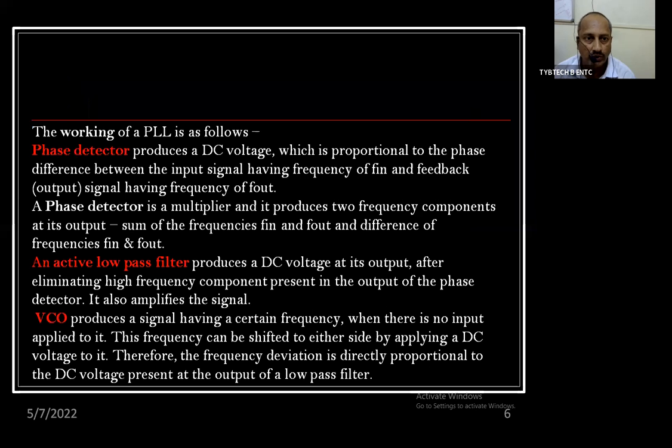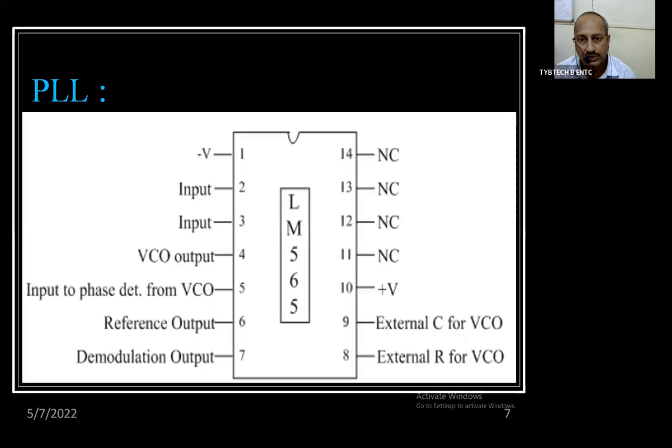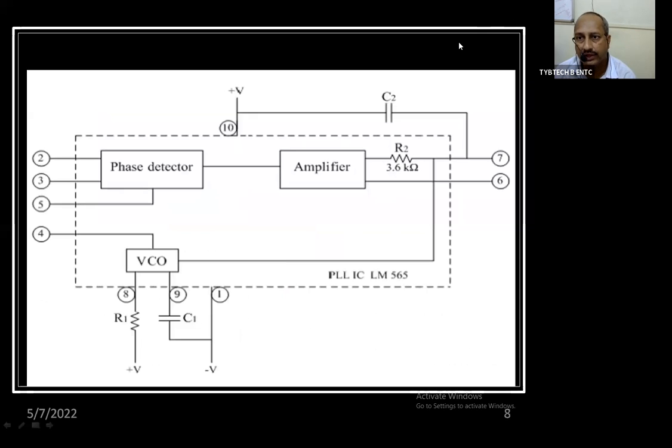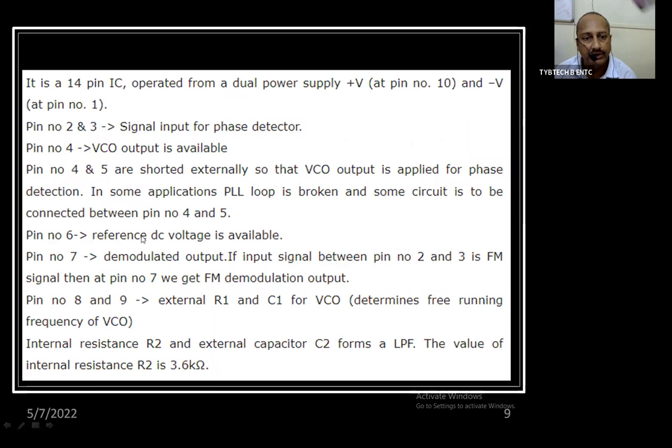We have gone through the working of each of the blocks in this PLL. This is the commonly used PLL, that is LM565, the pinout diagram, and the internal connection or structure of this 565. We also saw that in the last session. How they are going to be connected, and what is the use of R1C1, R2C2, we have also seen. This is the pin description we have gone through.